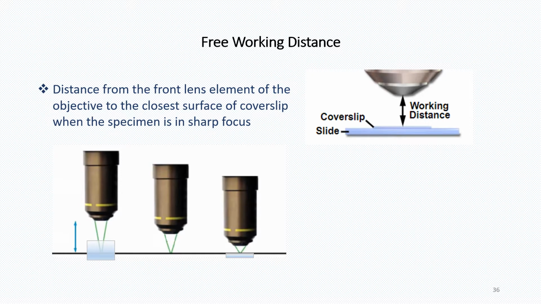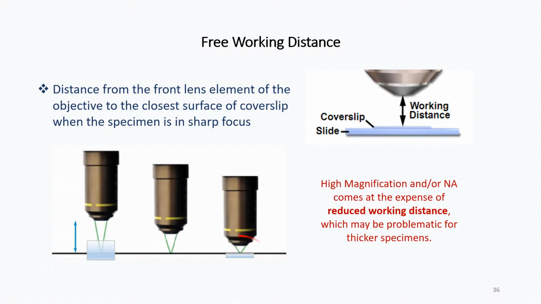High NA objectives usually have very short working distances. So if you have a thick sample, you might have to consider instead a lower NA objective with longer working distance.